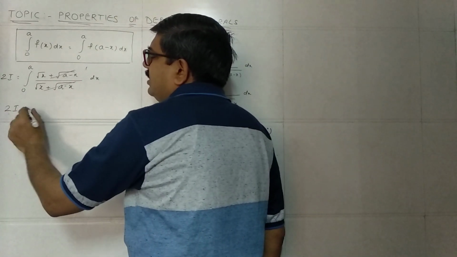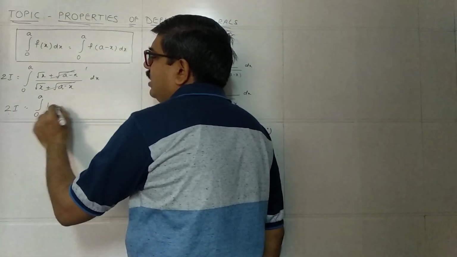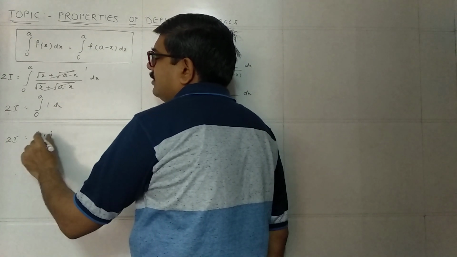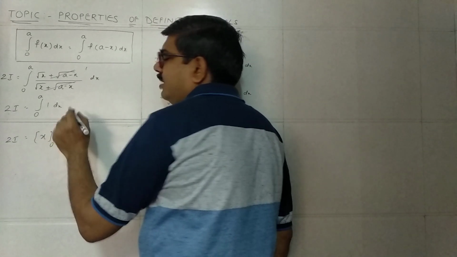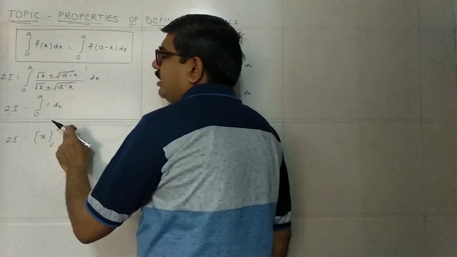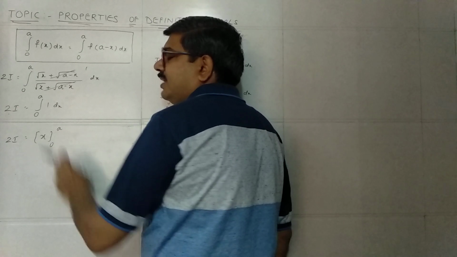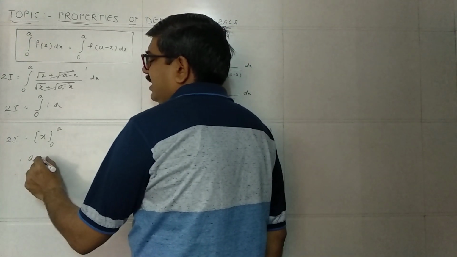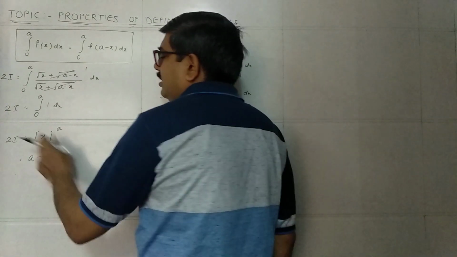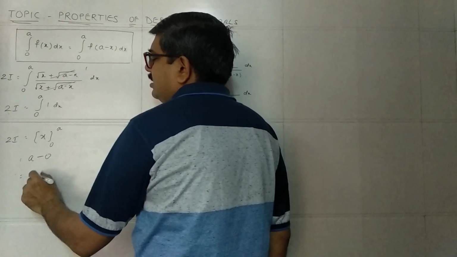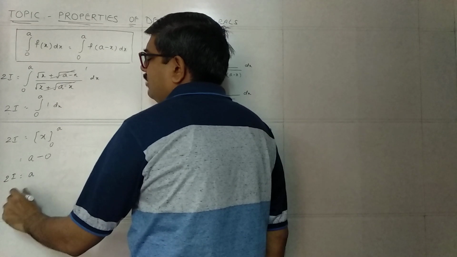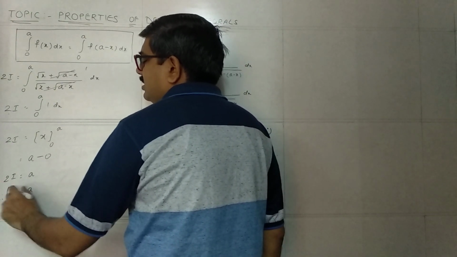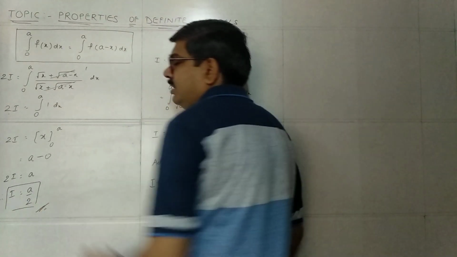So 2I is equal to integral 0 to a 1 dx. That is, 2I is equal to the integration of 1, which is x, kept within brackets, limits 0 to a. Now we have to apply the upper limit and lower limit in place of x. First the upper limit in place of x, then a minus sign, and then the lower limit. So a minus 0 is a, 2I is equal to a, therefore I is equal to a upon 2. So this is the final value of the integral.